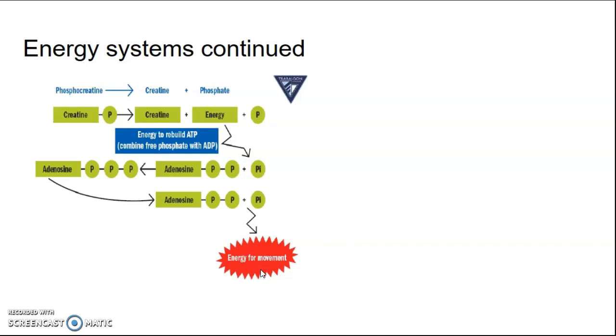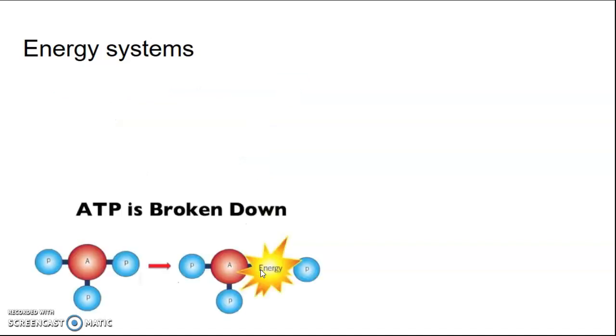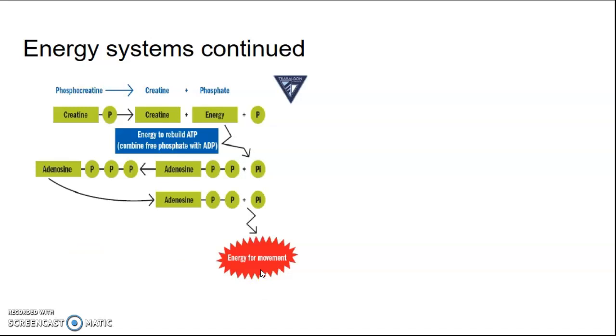The next one is the phosphocreatine system, which is used for 3 to 10 seconds of movement, which would probably be in boxing a combination. So short, sharp, but longer than 3 seconds.